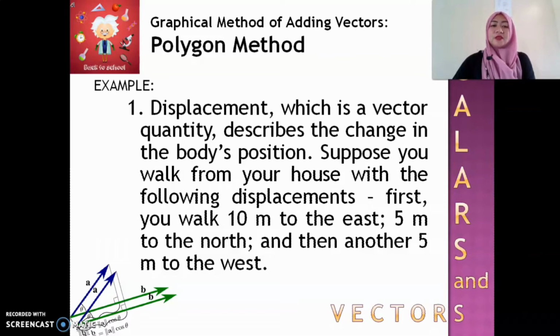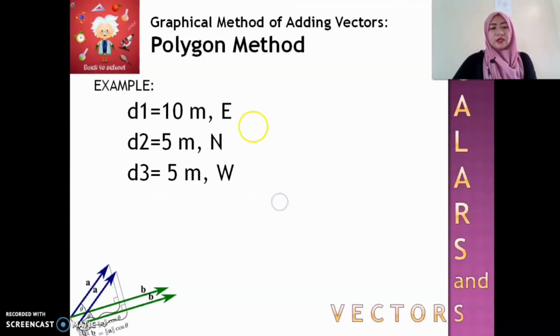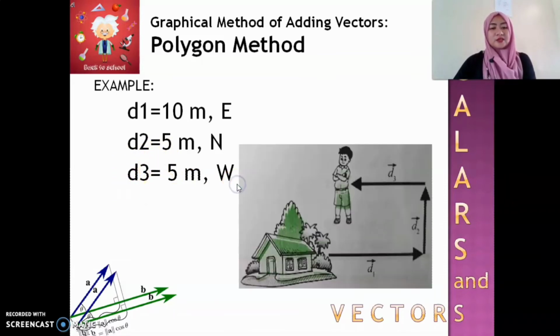First, you walk 10 meters to the east. Next, you walk 5 meters to the north. And then another 5 meters to the west. Let's identify that displacement 1 is equal to 10 meters east, displacement 2 is 5 meters north, and displacement 3 is 5 meters west.